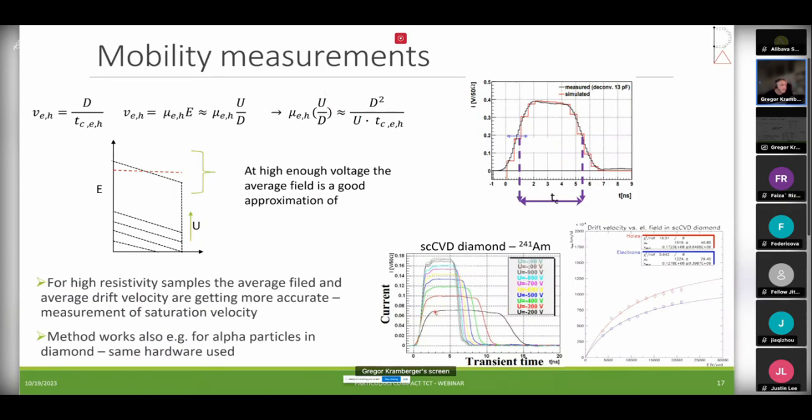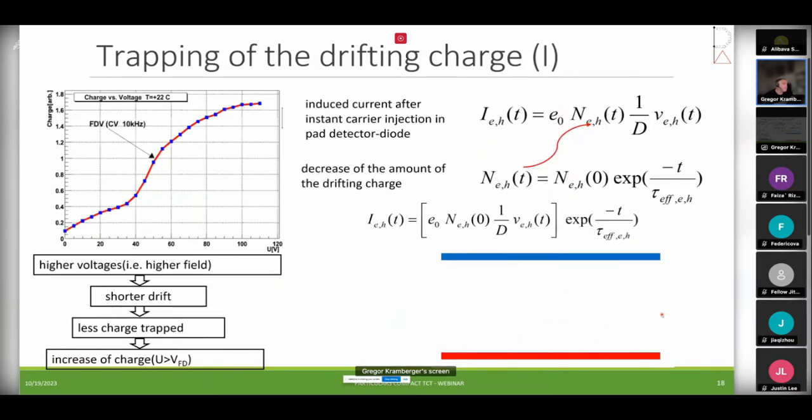You see that there is basically no space charge. So this is really a linear field in the diamond. And you can see how the pulses come together. And if you use this method, this is the mobility parameterization in diamond. So you can see, unlike in silicon, the holes are more mobile than the electrons. So a very simple measurement, but it has a lot of physics inside.